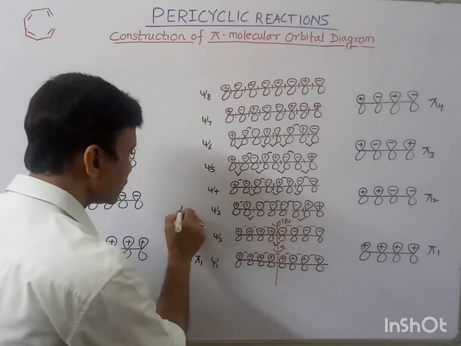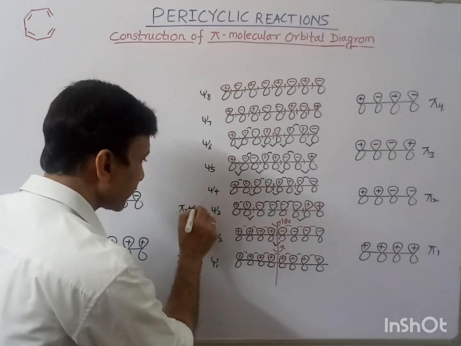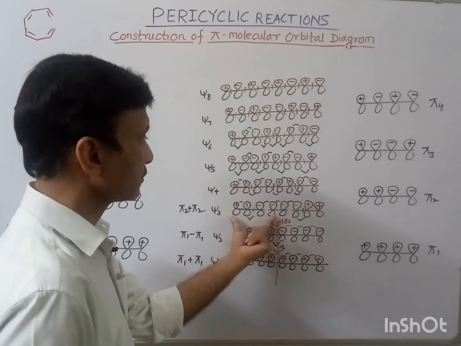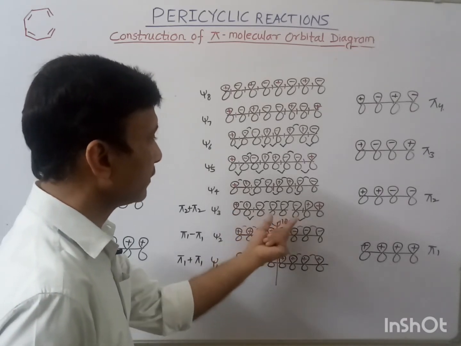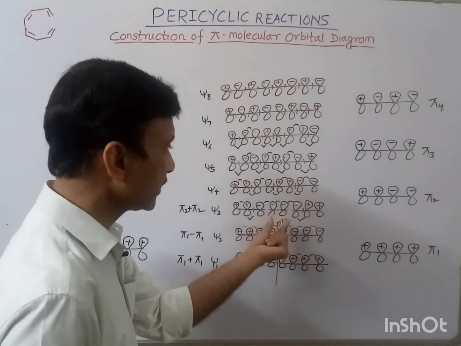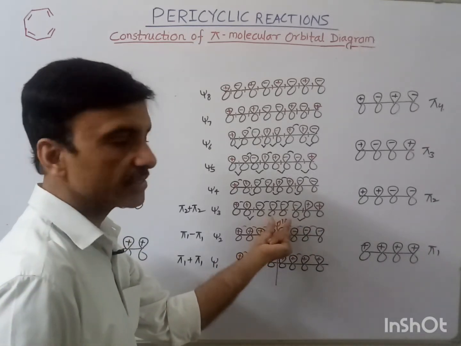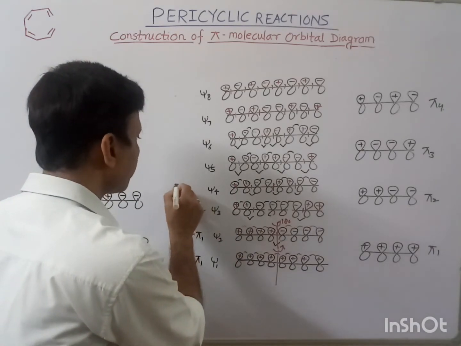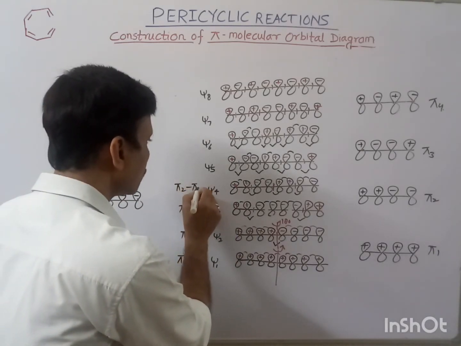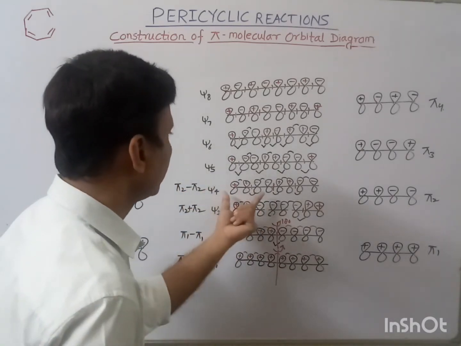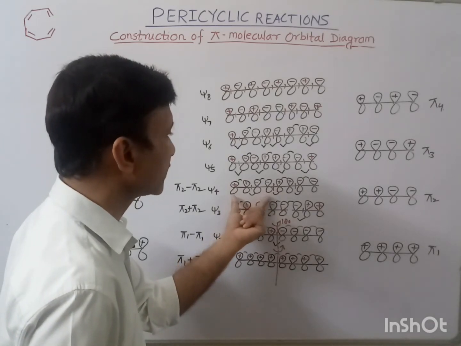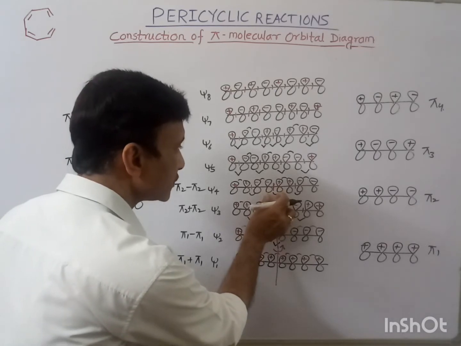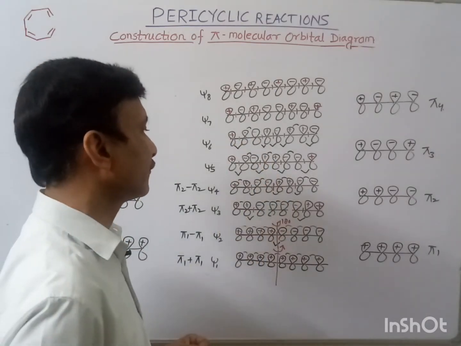In the same way, this is pi 2 plus pi 2. What will we get? Plus, plus, minus, minus, and minus, minus, plus, plus, so that the middle orbital has the same sign. This is pi 2 minus pi 2. What will we get? Plus, plus, minus, minus, plus, plus, minus, minus, and here the middle orbital has a different sign.